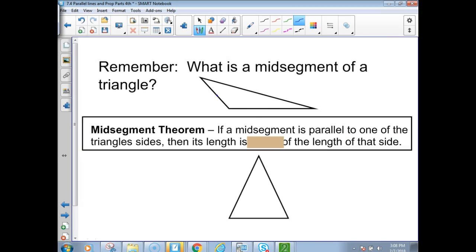What is a midsegment? Again, a midsegment connects the midpoint of two sides. So this side would have been bisected and this side would have been bisected. The midsegment theorem says if a midsegment is parallel to one of the sides of a triangle, then its length is half the length of that side.